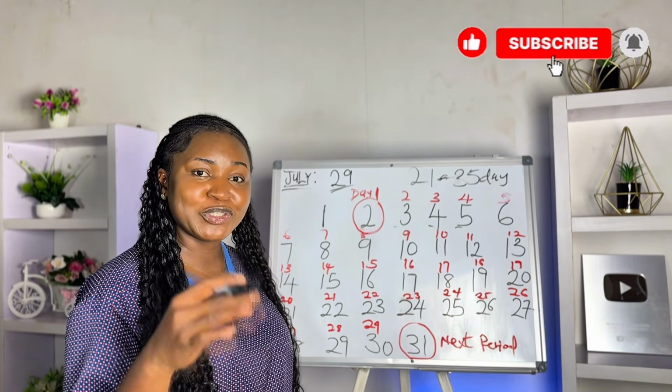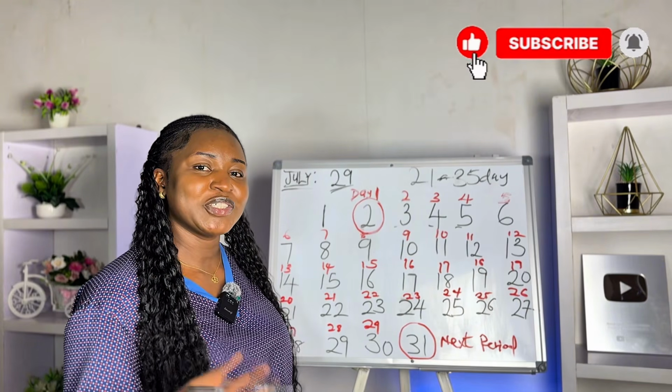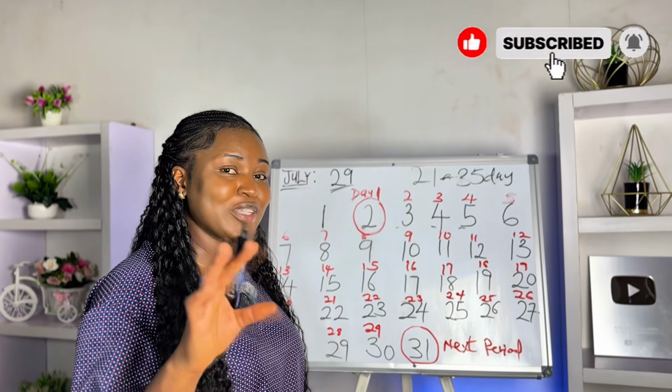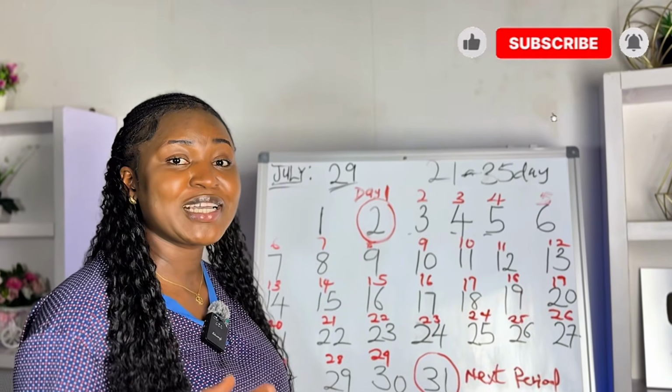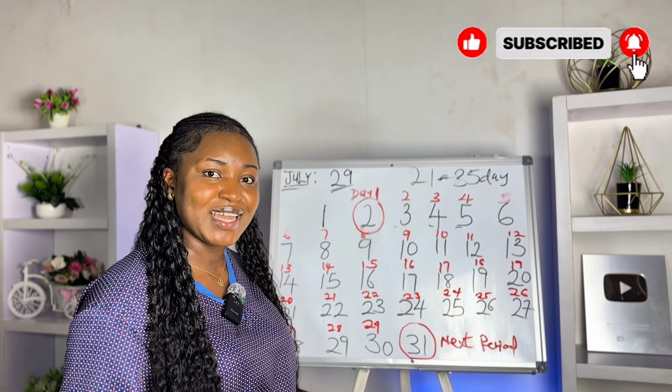So type the first day you saw your period in July and the next date you saw it. Then tell me what your cycle length is. After you've done that, don't send it yet. Just hold on till we finish calculating ovulation. Then you're going to include it and send everything at the same time.